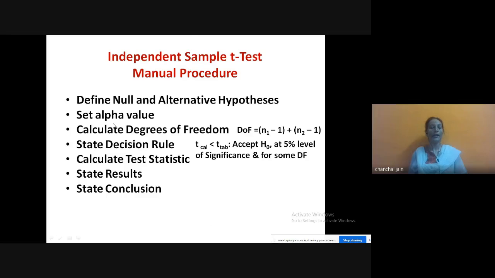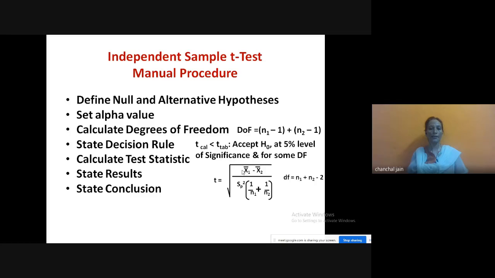Then next is to calculate the test statistic, meaning we now need to calculate the t value. So the formula is: t equals (x1 bar minus x2 bar) divided by the square root of sp square times (1 by n1 plus 1 by n2), and this is the degree of freedom. This and this are both the same thing. If you simplify this degree of freedom formula, you will get n1 plus n2 minus 2.